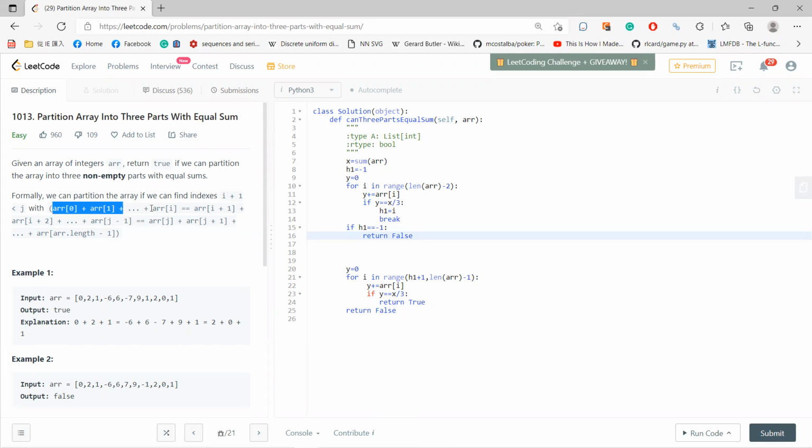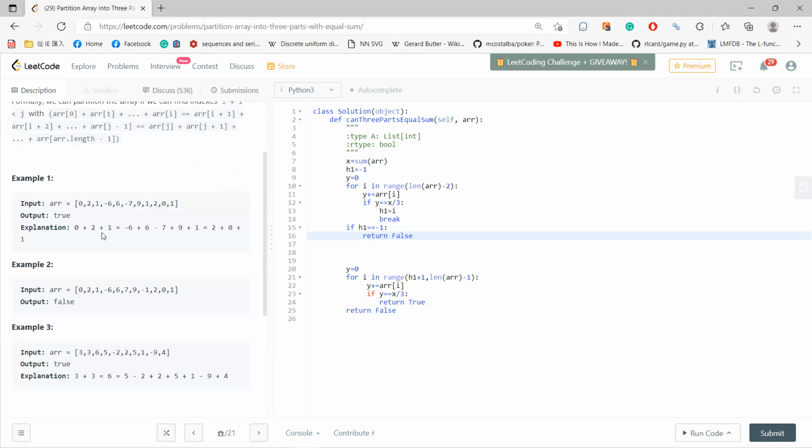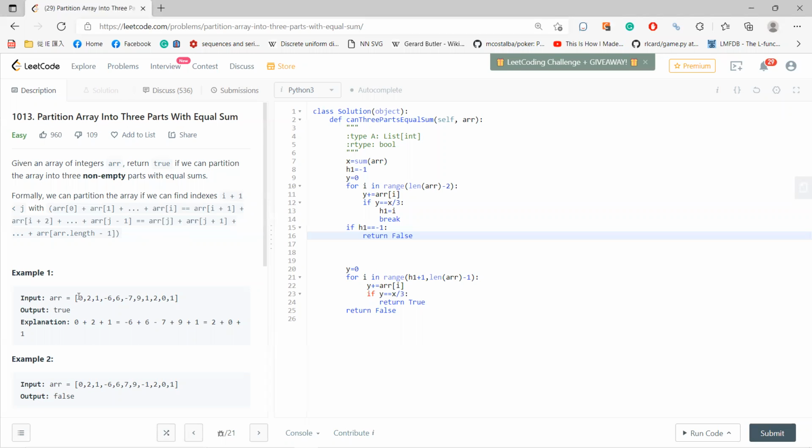So basically, you can separate this up to i, and up to j, and j to the final. Okay, so you're starting with 0 and i + 1 and j. And remember that the three parts need to be non-empty. So for example, in this case, return true, because this is 3 and this is 3 and this is 3.